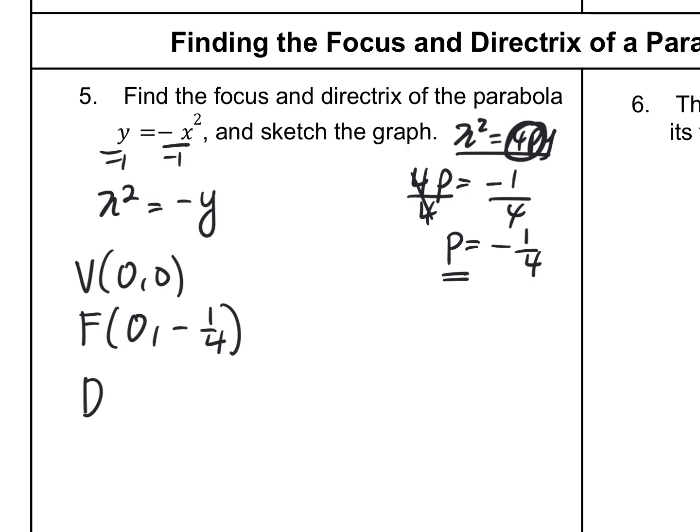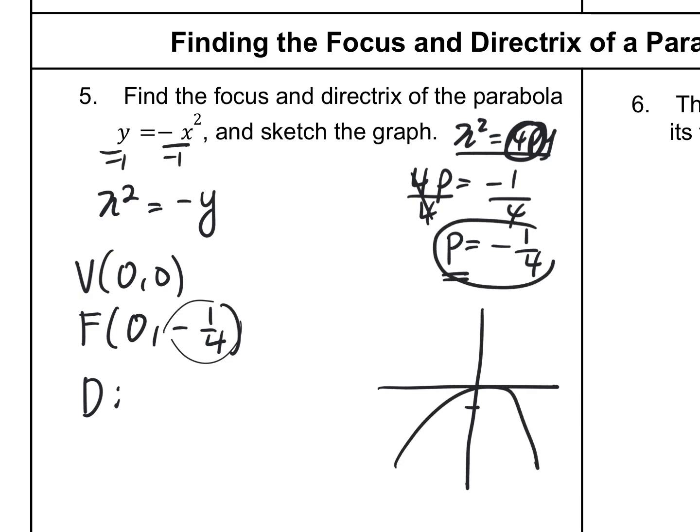Now the directrix. The directrix is going to be located on the opposite side of the focus. If you look at your negative 1/4, because this is going to be opening down, because our p here is less than 0, negative 1/4 is less than 0, so it's going to open down. So our directrix is going to be the opposite of this focus. Our directrix is going to be located at y is equal to 1 over 4.